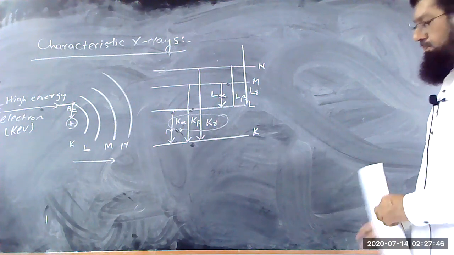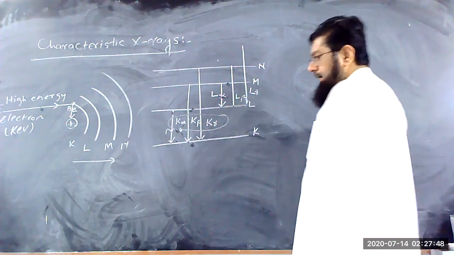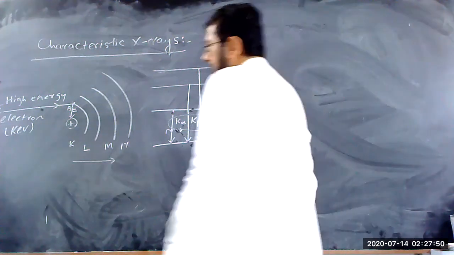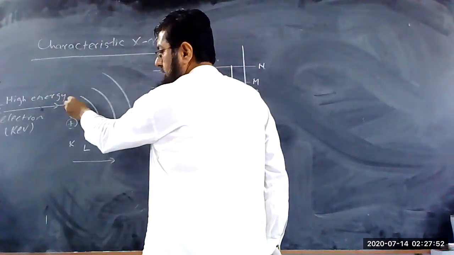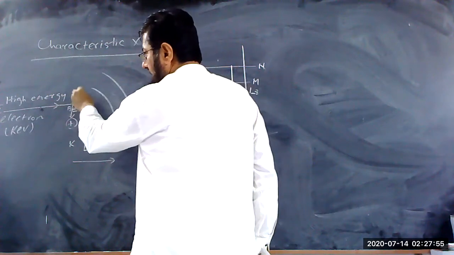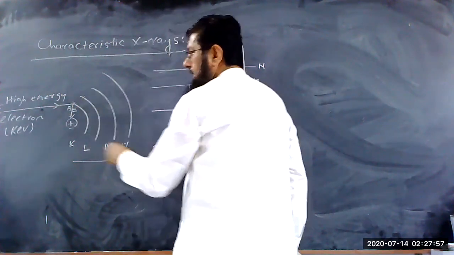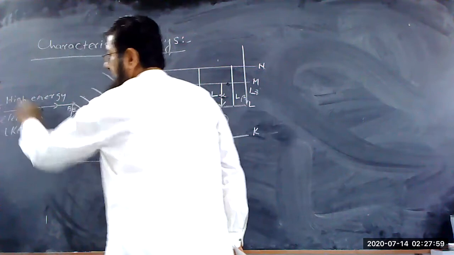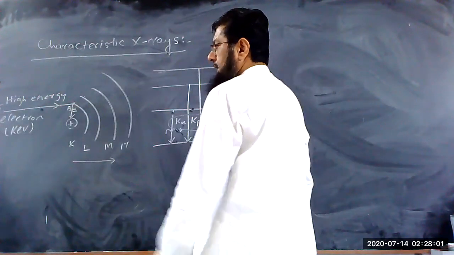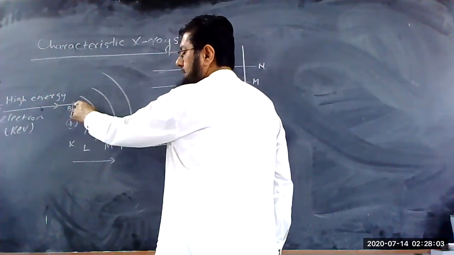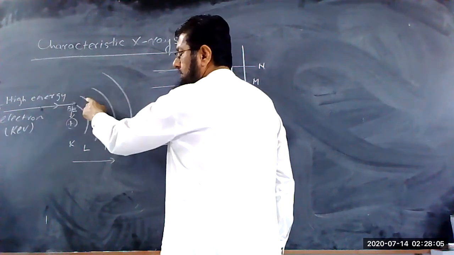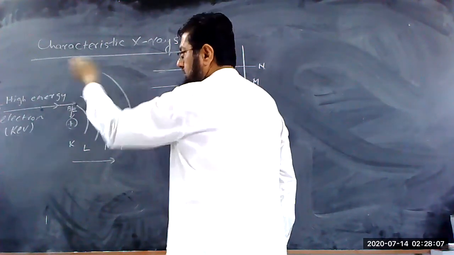So now the emission of the electron from the K series, L series or M series is totally dependent upon the energy of the incoming electron. If the energy is equal to the binding energy, then it emits out. Otherwise L, then otherwise M and so on.